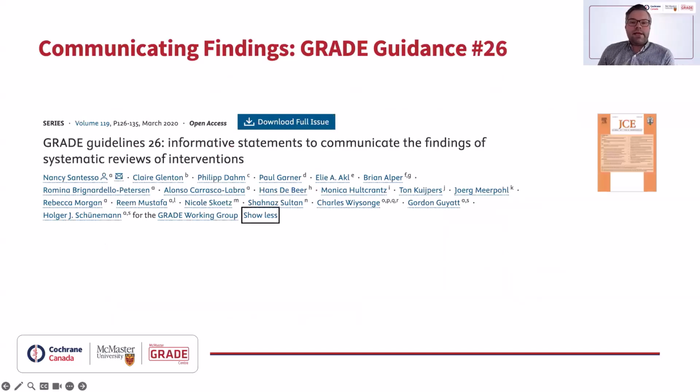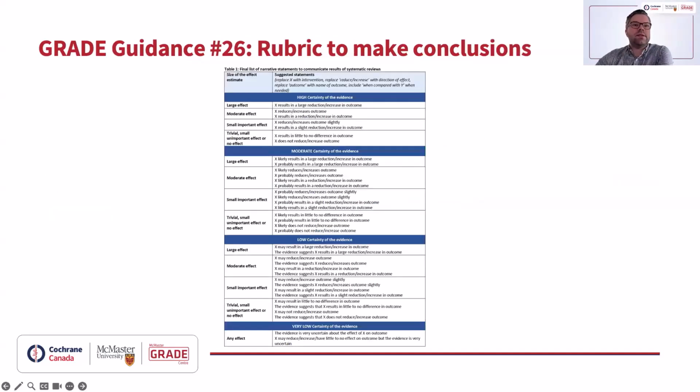A next application of the decision thresholds in our systematic reviews is the communication of the findings. Already applied in Cochrane systematic reviews, GRADE Guidance 26 covers how to create informative statements to communicate the findings of systematic reviews of interventions, included in the plain language summaries and in abstracts of Cochrane systematic reviews. Here, this is going to be a little bit small on the screen, but I'll show a zoomed in view.